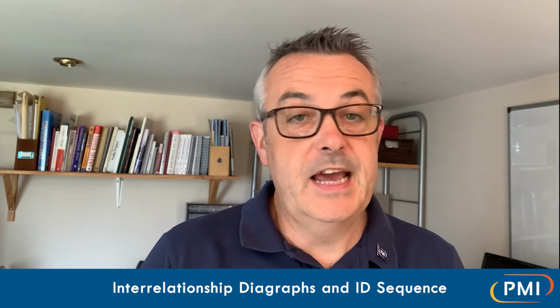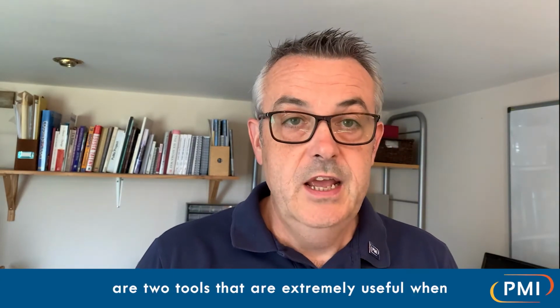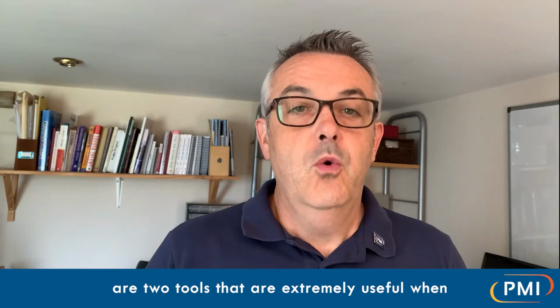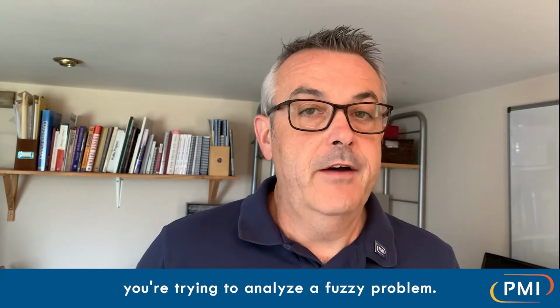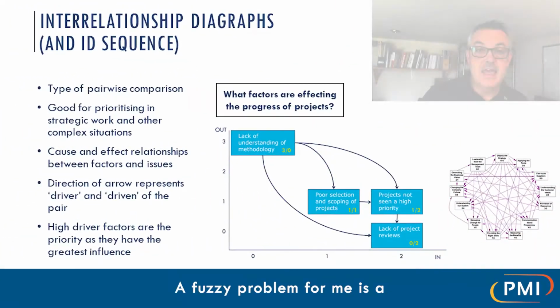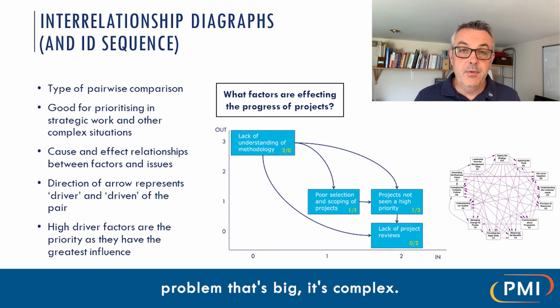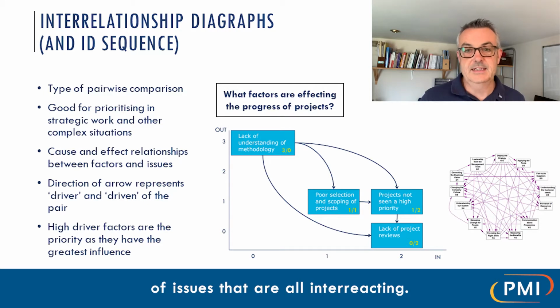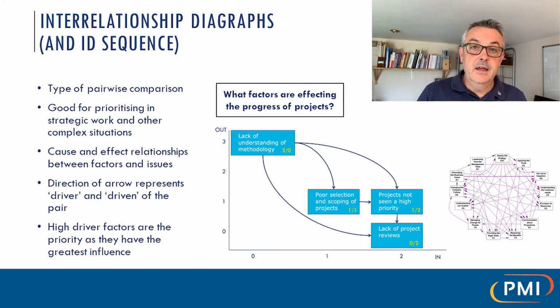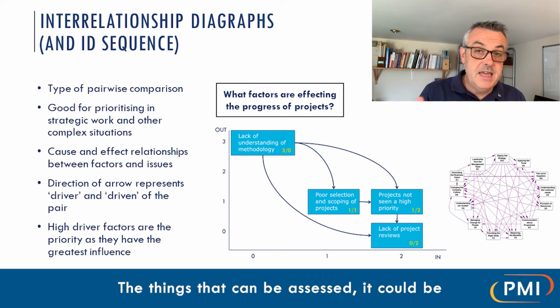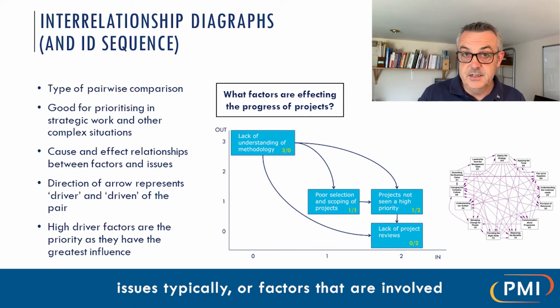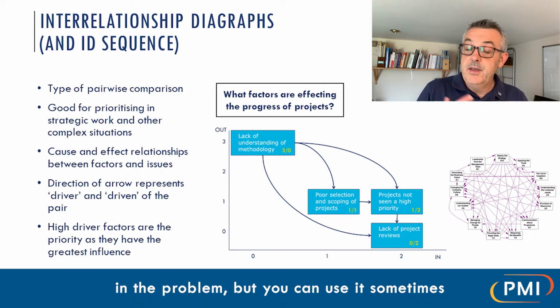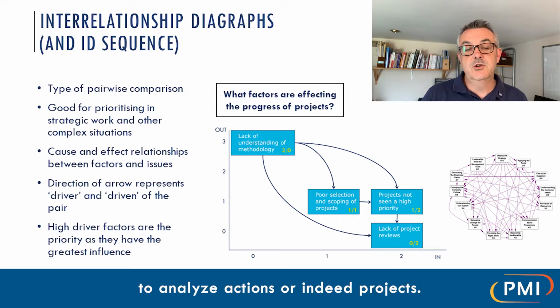Interrelationship diagraphs and ID sequence are two tools that are extremely useful when you're trying to analyse a fuzzy problem. A fuzzy problem for me is a problem that's big, it's complex, it's got lots of moving parts, lots of issues that are all interreacting. The things that can be assessed could be issues typically, or factors that are involved in the problem, but you can use it sometimes to analyse actions or indeed projects.